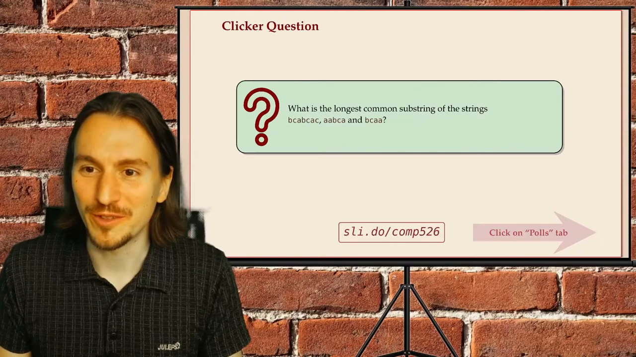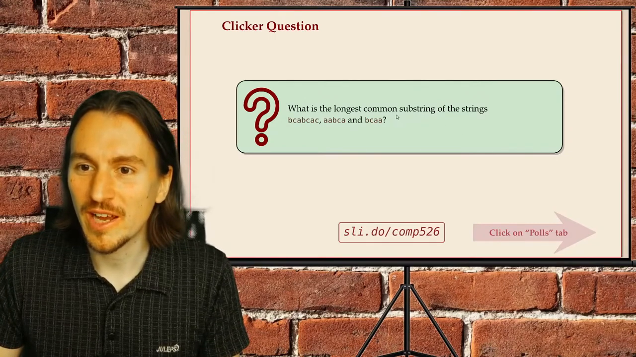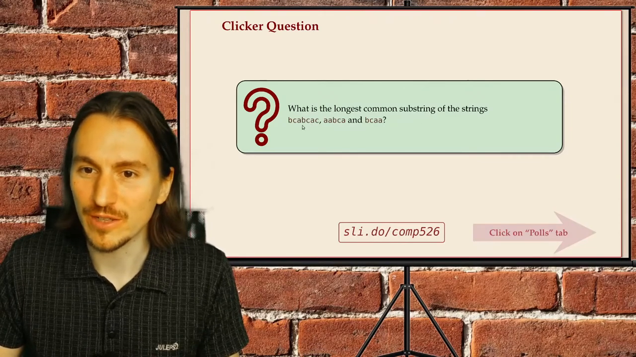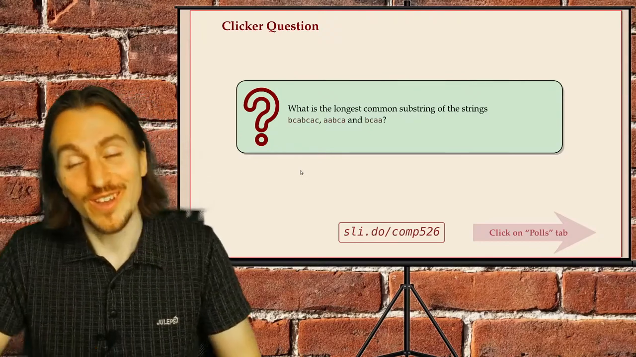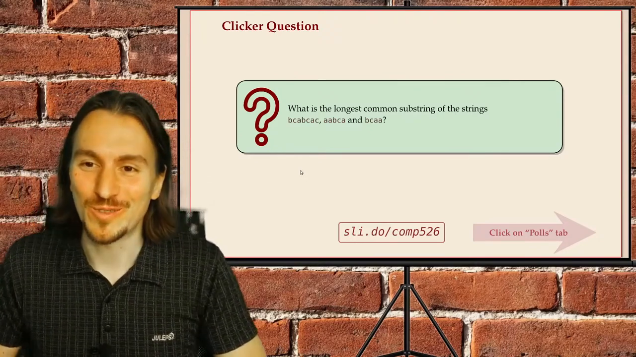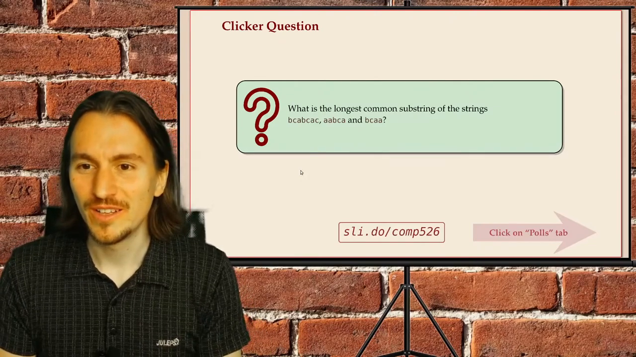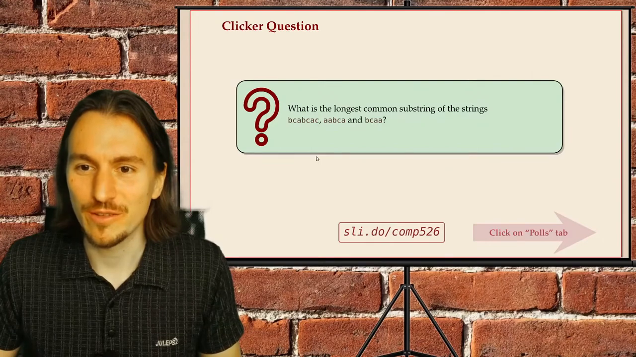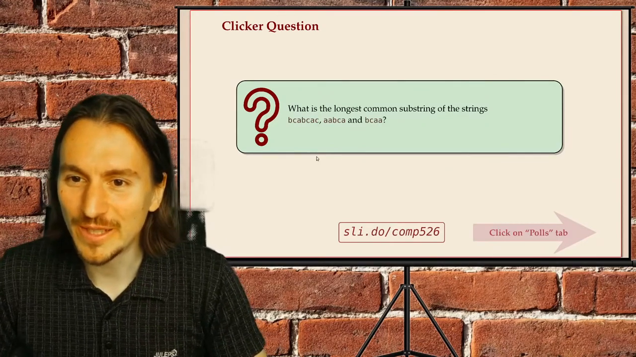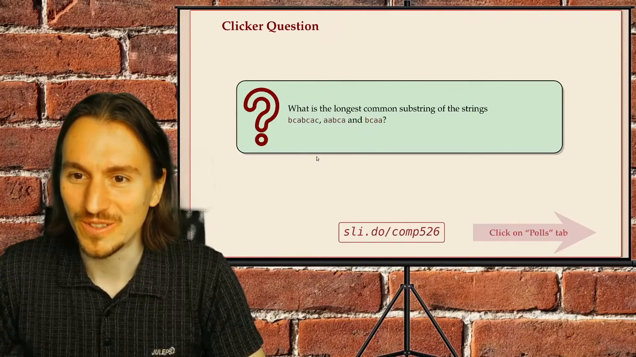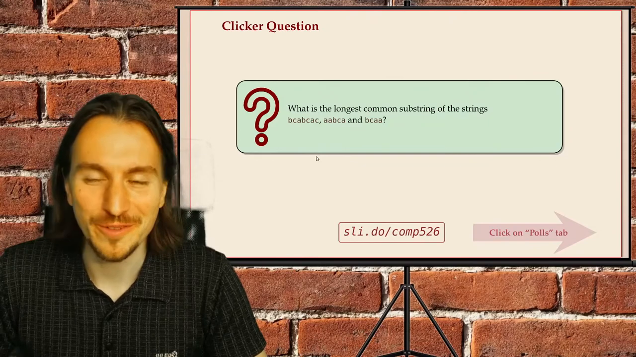I first want to see if you know what the problem is. So remember, the longest common substring has to be a substring of all three strings. You have to find a single string that occurs in all of those three, and then among all of those, you want to find the longest one. You will see that even for this very small instance, just these three strings, and they're not even very long, it's not completely obvious on first sight what is the longest repeated substring. But I'm sure you will figure it out.